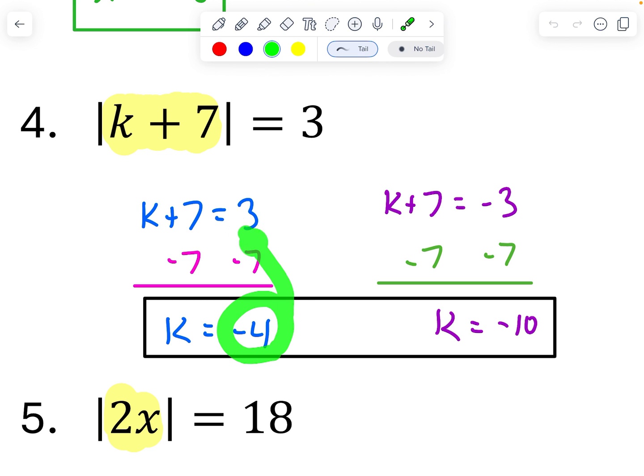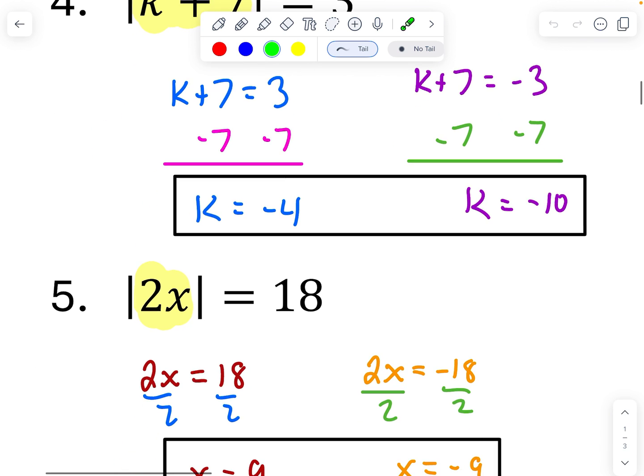Then if you check real quick, negative 4 plus 7 is 3, and that is a distance of 3 from 0. And negative 10 plus 7 is negative 3, which is also a distance of 3 from 0. Remember, that's what these bars actually mean: how far from 0 on a number line.